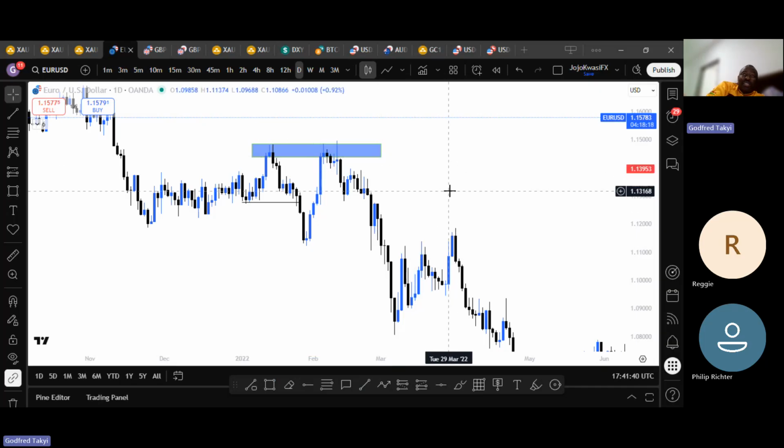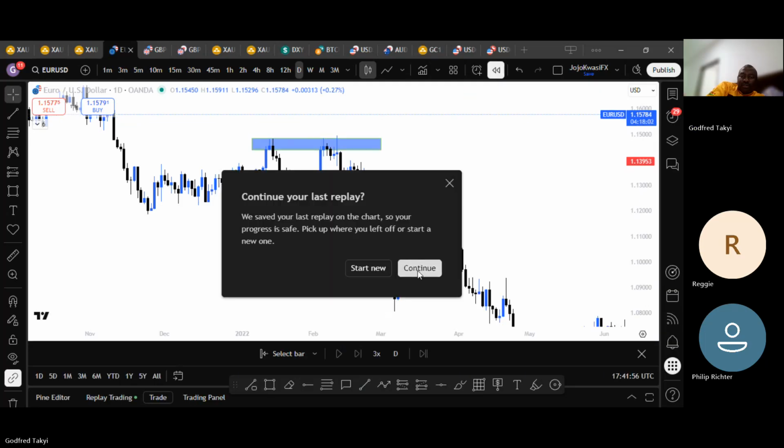So one thing you should know is that behind or below every key zone, there could be liquidity. So you see the price went through it before it came down. So if I want to use this, continue.